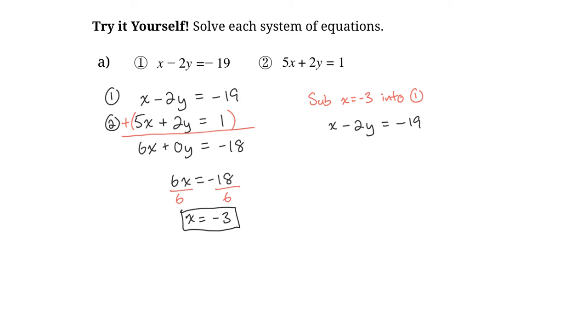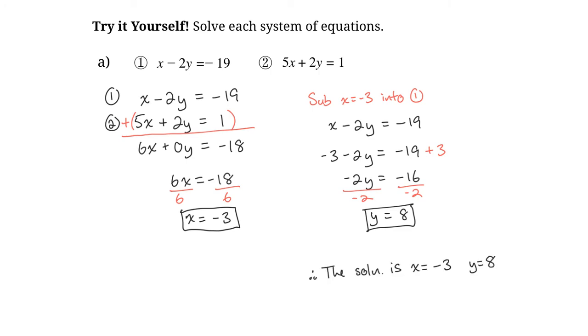And we're just going to replace x with negative 3, so this is just going to become negative 3 minus 2y equals negative 19. And we need to get rid of this minus 3 before we deal with our y's, so we need to add 3. And when we add 3 to our equation, we're just left with negative 2y equals negative 16. And to get y on its own, we're going to divide by that negative 2. So y is equal to a positive 8. Therefore, our solution to this system of equations is x is equal to negative 3 and y is equal to 8.